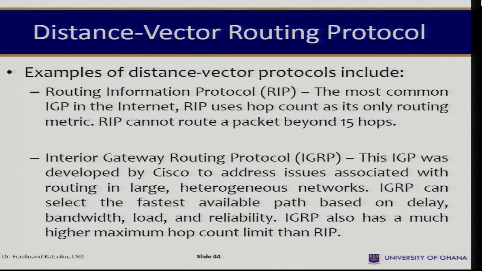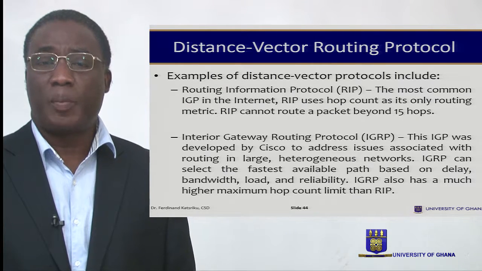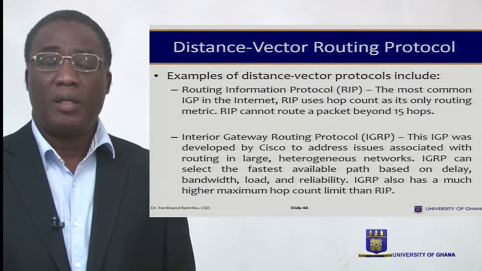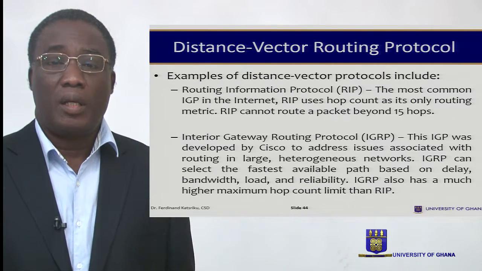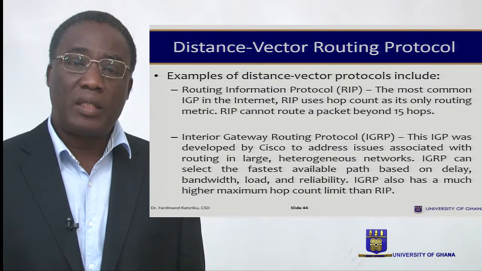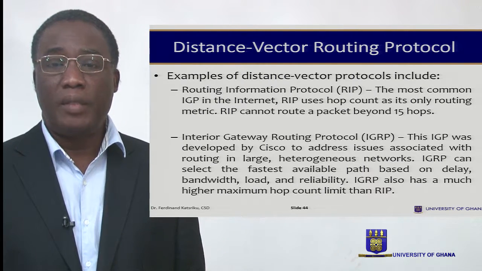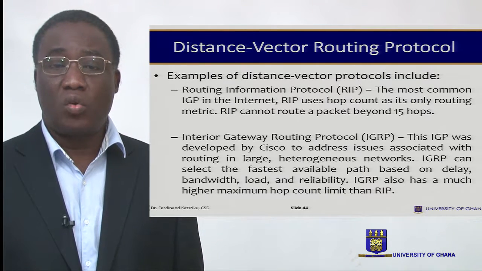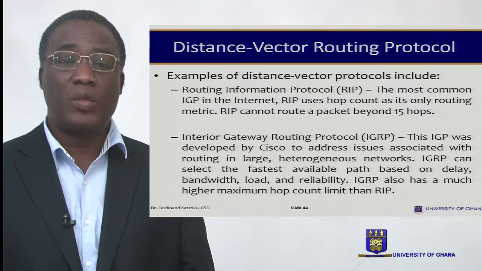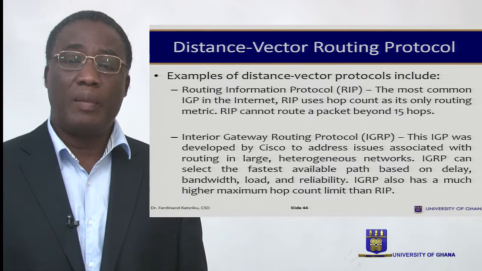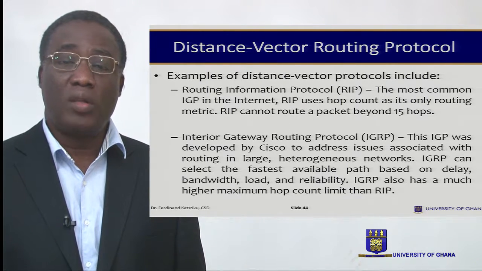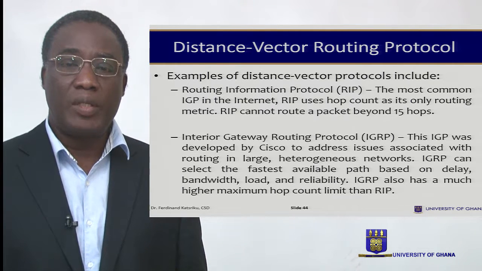Examples of the distance vector protocols are RIP, which is the most common IGP in the internet. RIP uses hop count as its only routing metric. RIP cannot route a packet beyond 15 hops. The interior gateway routing protocol, IGRP, was developed by Cisco to address the issues that were associated with routing in large heterogeneous networks. So we are saying that RIP cannot go beyond 15 hops. So if you wanted to do more than that, what do you do? So IGRP was a response to that.